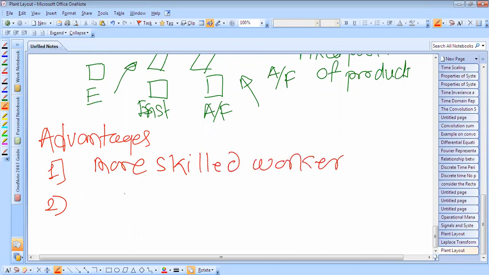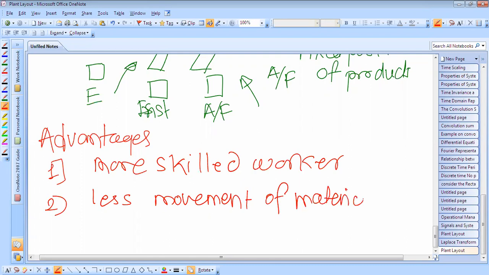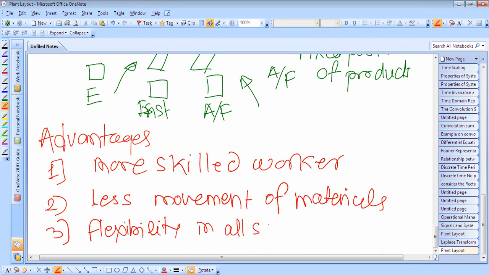Second, it involves less movement of the material, as the material is fixed at one position. And there is maximum flexibility for all sorts of changes in product and process if you want to change. So more flexibility is there in all sorts of change in the product or process.